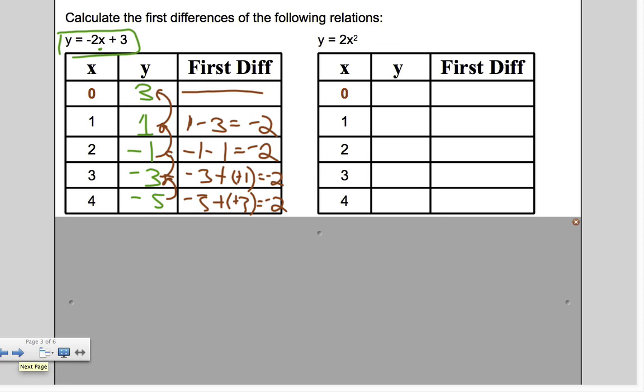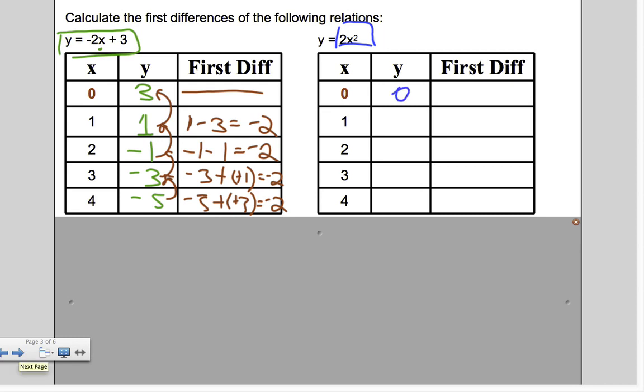y is equal to 2x squared. So y is equal to 2x squared. What's my y-intercept? Or what is the value of y when x is equal to 0? It's 0, yeah. 0 squared, 0 times 0 is 0, times 2 still gives me 0.